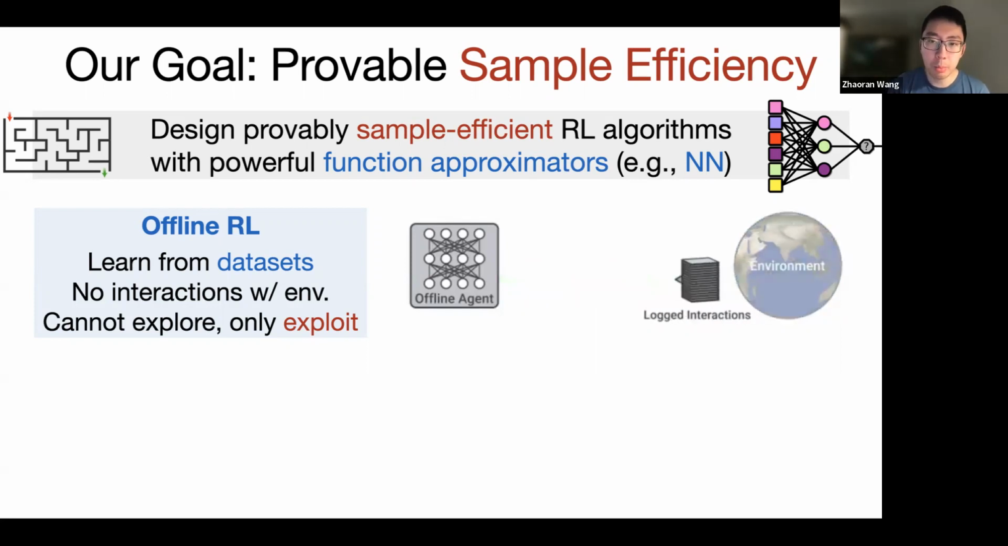This makes the problem very challenging because the data is already given to you, and sometimes the data does not cover all the states and actions you want to see. And then you have to deal with the uncertainty to avoid the more uncertain regions.